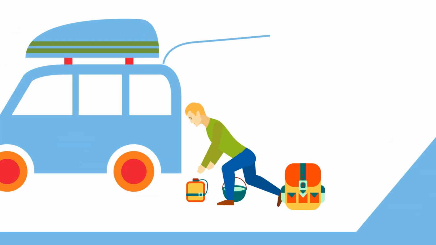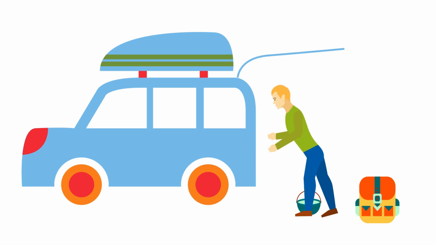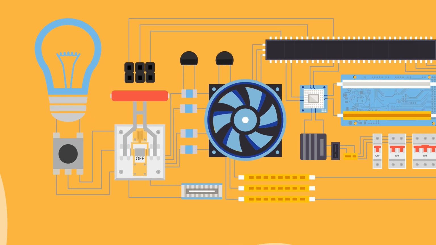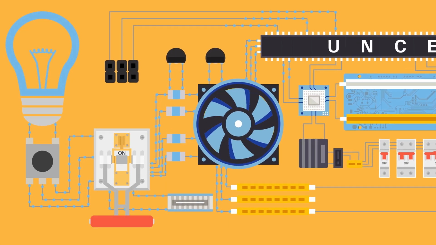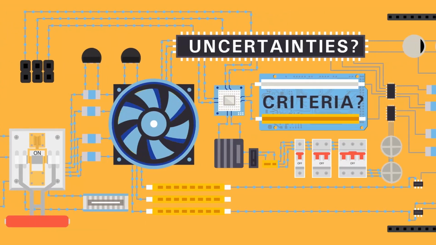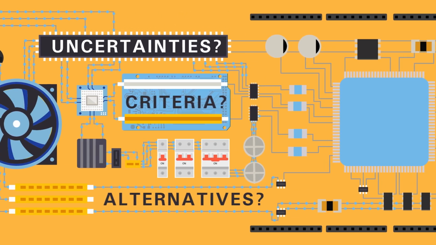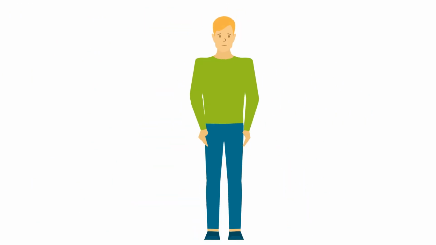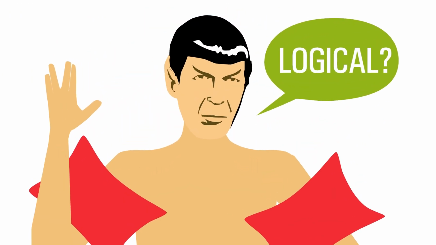It's human instinct to rely on intuition. It's also dangerous. Logically correct reasoning uses a structured model of uncertainties, criteria, and potential decisions to determine which alternatives will create the most value. Where would Mr. Spock go on vacation?